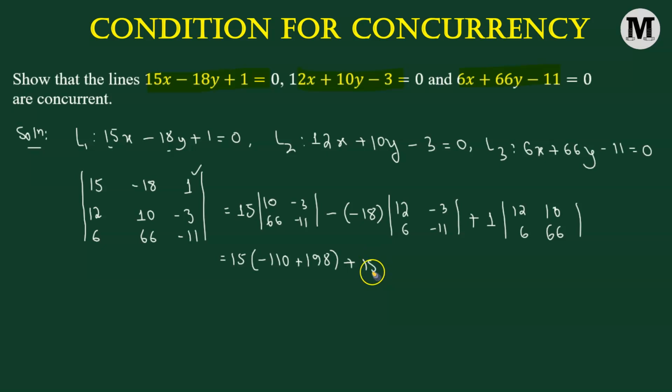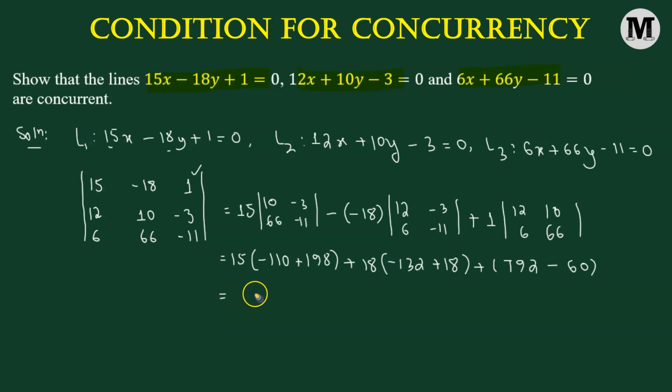So 18 gets multiplied by 12 times negative 11, that's negative 132, minus 6 times negative 3, that's negative 18. So we add it to negative 132 to get positive 18, plus we have 1 multiplied by 12 times 66, that's 792, minus 6 times 10, that's 60.